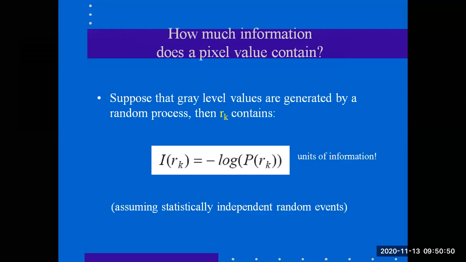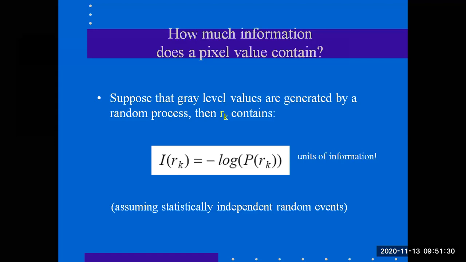Next, how much information does a pixel value contain? So now the amount of information in a pixel value is calculated with the same expression, that is I of r_k. What is r_k? It is the intensity level, the pixel value for a particular intensity level. r_k indicates a particular intensity level. So for that intensity level, the information is given by minus log of P of r_k.